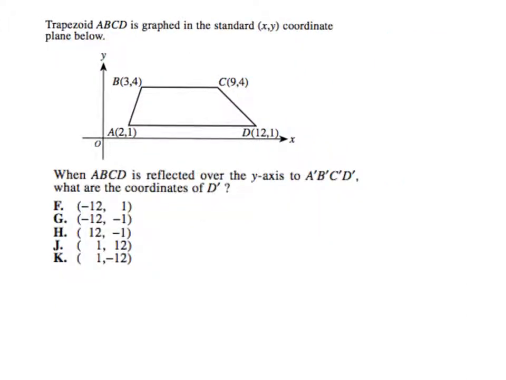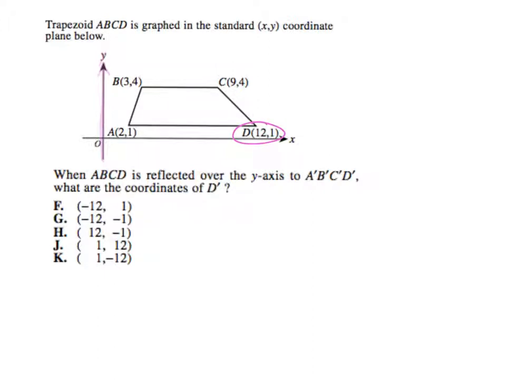Okay, so for this problem, I have that trapezoid again, and this time around, I need to take my trapezoid, ABCD, that's what they refer to the trapezoid as, and reflect it on the y-axis. So here's my y-axis, right? It's right here. And it says, what is the coordinate for D, this D here, when you reflect it on the y-axis?